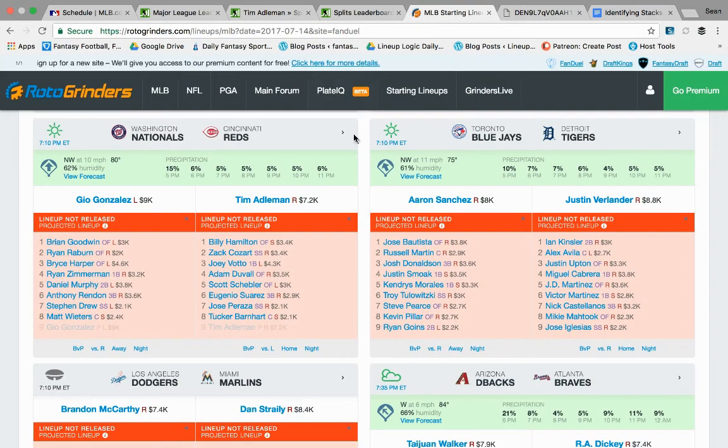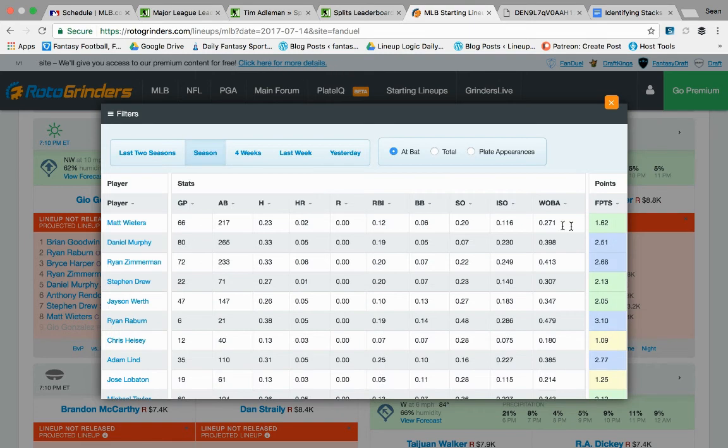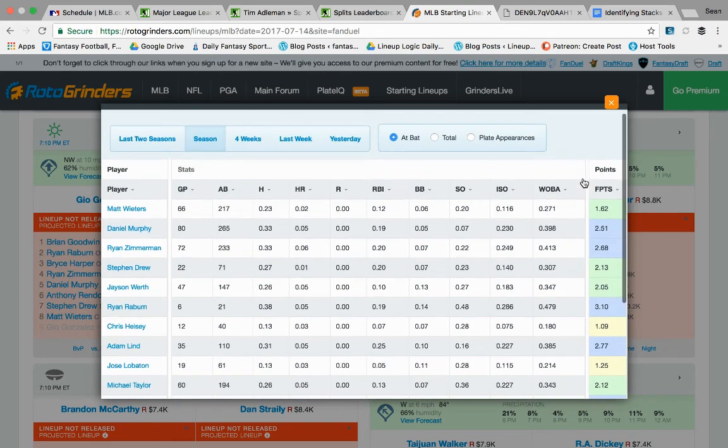What I'm going to use now is this tool over here at RotoGrinders. This is just an excellent thing. You just go down here to the Nationals and you can find out the Nationals splits versus right-handed pitching. And it may not populate. I was worried it was because it's not game day.